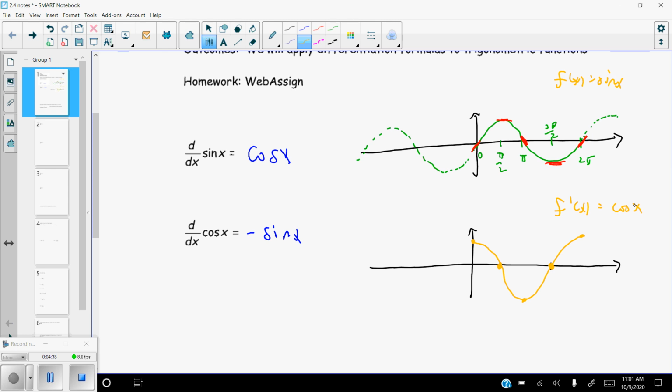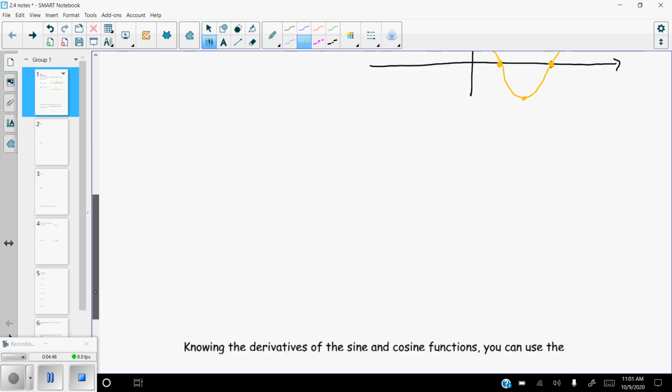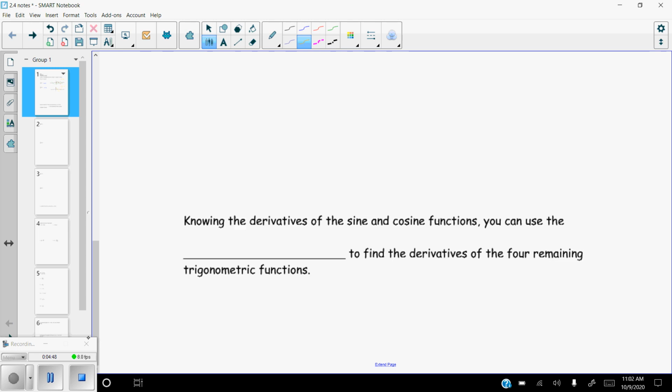So let's go ahead now and look at the 4 other trig functions. We have to figure out what the derivatives of those 4 trig functions are. And if you know the derivatives of sine and cosine, then we can easily figure out the other ones using the quotient rule, because all other trig functions are some kind of a quotient of sine or cosine.